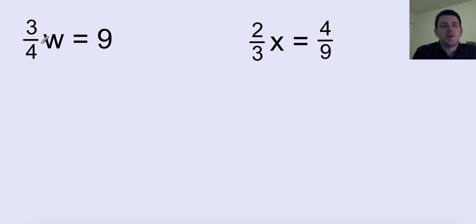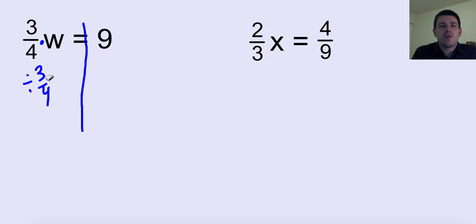3/4 W means 3/4 times W is equal to 9. So go ahead and draw my line down through the middle. So I want to figure out what W is. So I need to get rid of that 3/4. Normally, they're multiplying, so our solution was we want to divide. Well, that means I want to divide by 3/4. But if you remember back to our fraction unit, remember we can't divide by a fraction. Can you remember what we do instead?